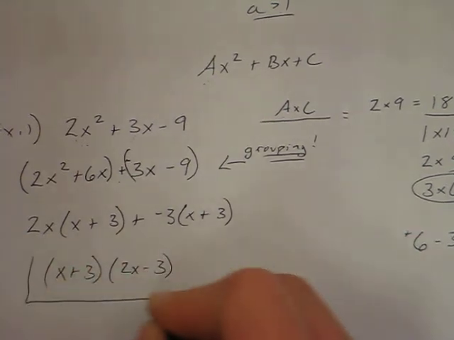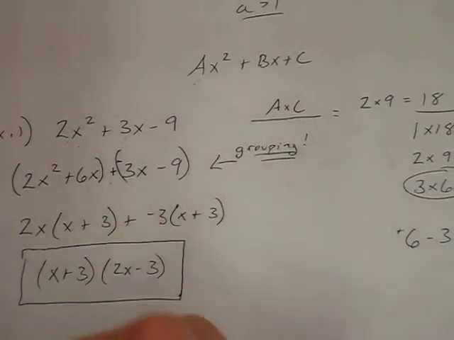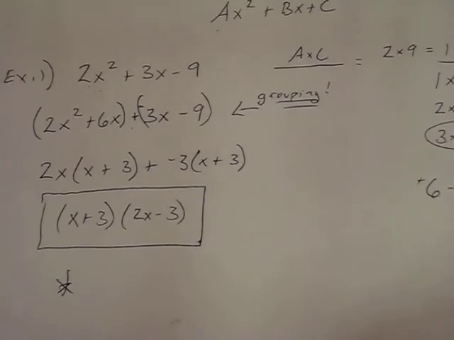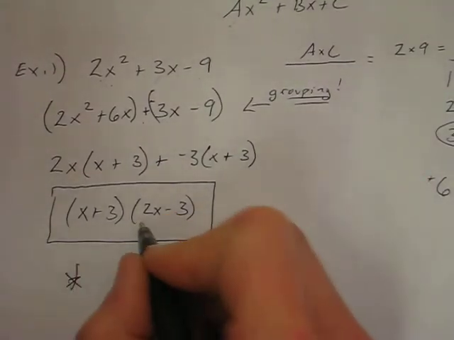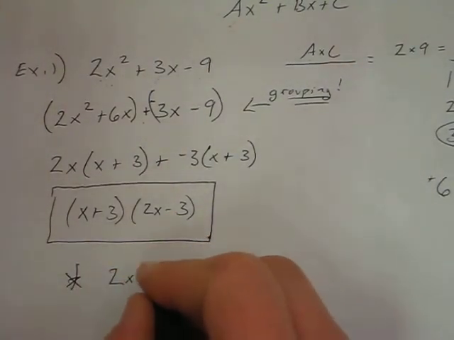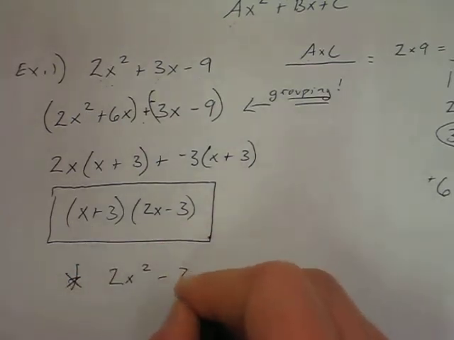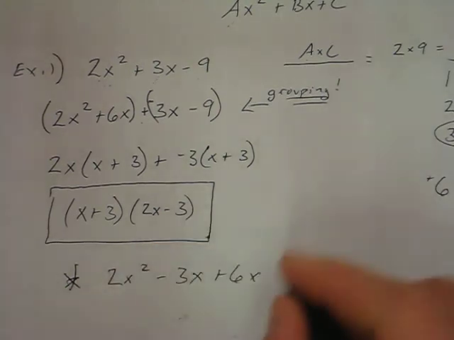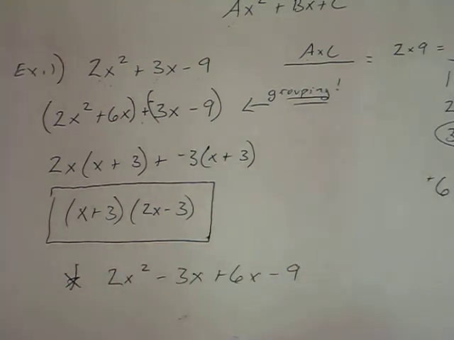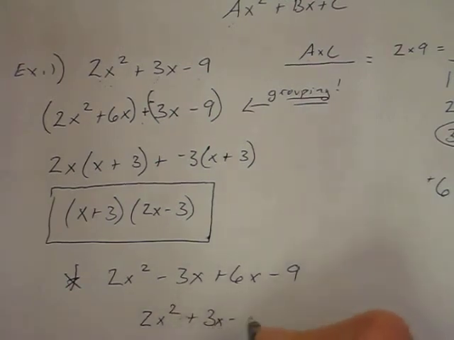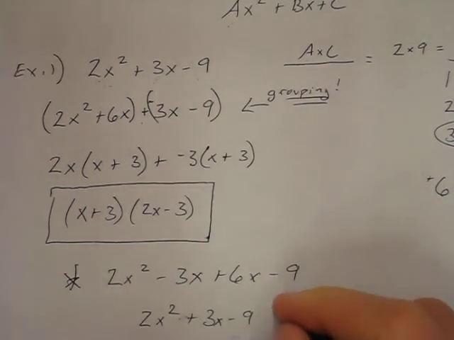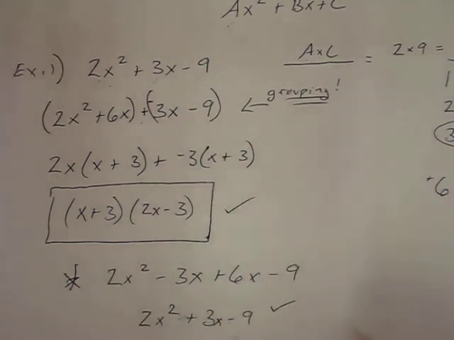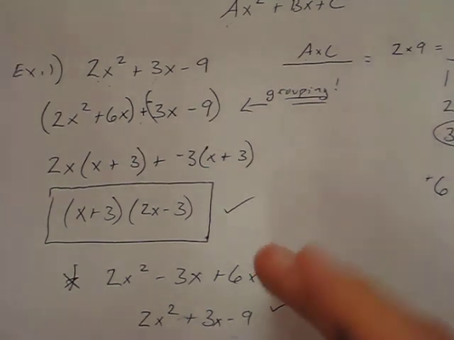And that's my answer. Now, it is very important in this method that you check. So, if you have x times x, that gives you 2x squared. X times negative 3, negative 3x. 3 times 2x is 6x. 3 times negative 3 is 9, minus 9. You can combine your middle terms. Okay, 2x squared plus 3x minus 9. It's exactly what you started with, so you know for sure that that answer is correct. Make sure you check when you use this method.